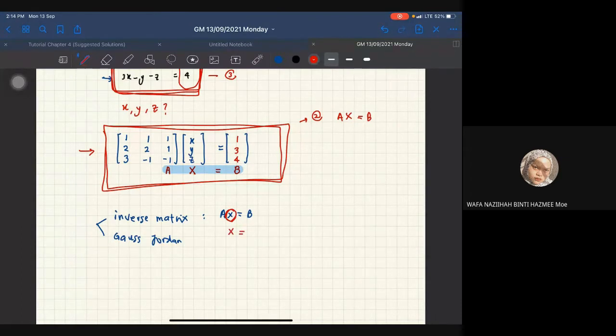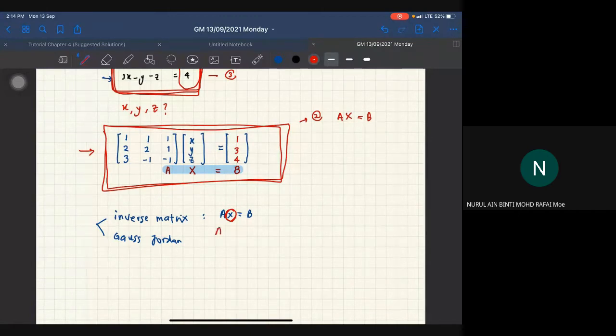So apa yang ganggu kita sekarang ni adalah A. So untuk hilangkan A, kita tahu properties. A darab A inverse akan dapat identity, ataupun A inverse darab A akan dapat identity. So apa yang awak perlu buat sekarang is darabkan dengan A inverse. So you just multiply A inverse to both sides.